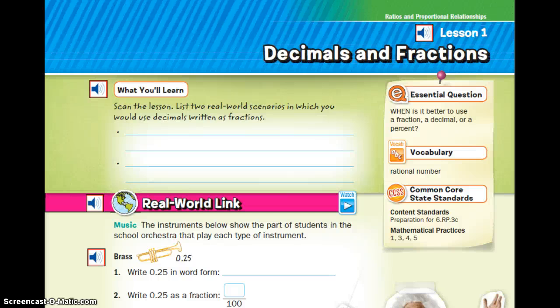We're in Chapter 2, Lesson 1, Decimals and Fractions. Please turn to page 89 in your textbook.